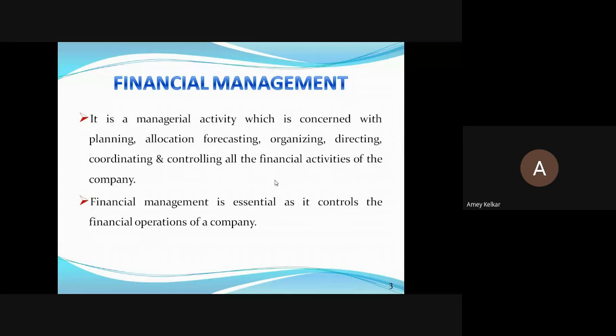The next term, allocation. Is it associated with civil engineering? What do you feel? Allocation of materials. Yeah, allocation of materials and resources, very much important. The third term is forecasting. Again, is it associated? Is forecasting associated with our civil engineering? Yes, forecasting. Yeah, correct.